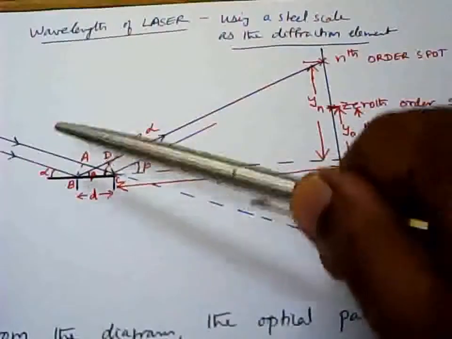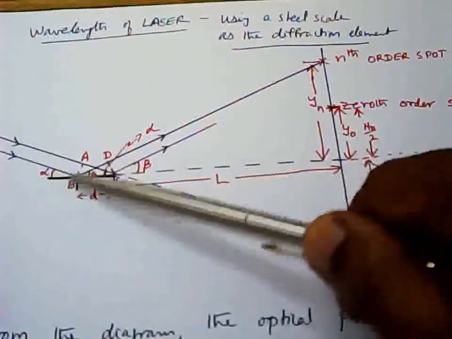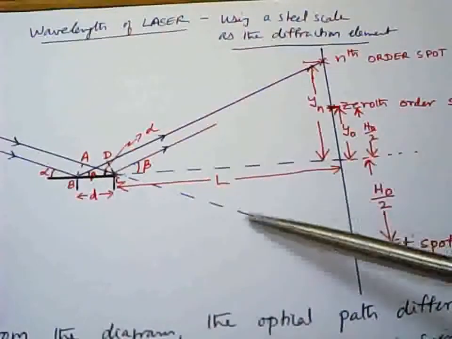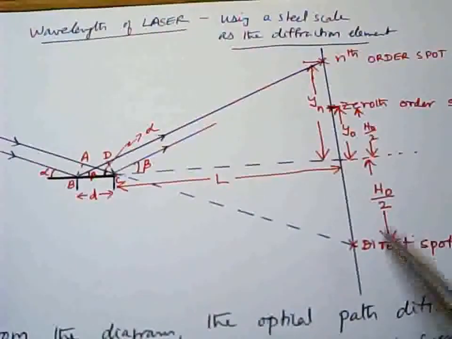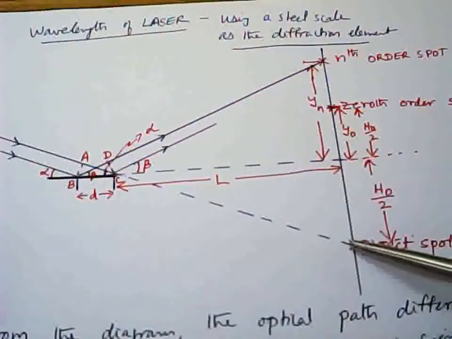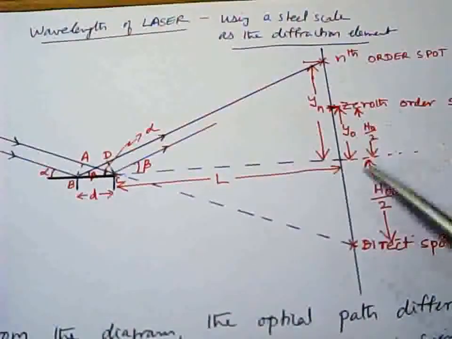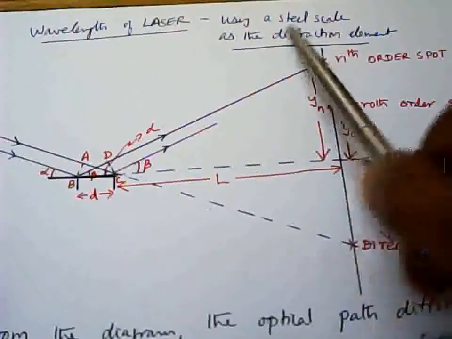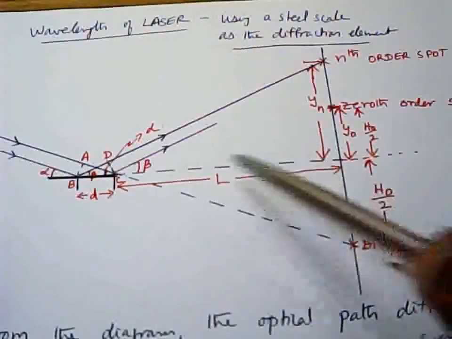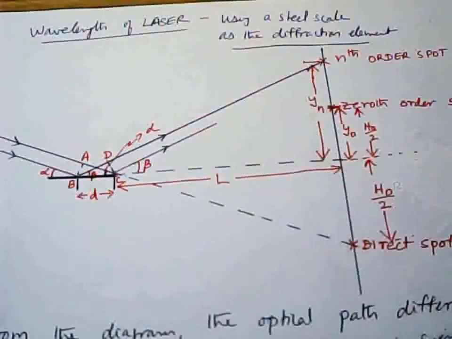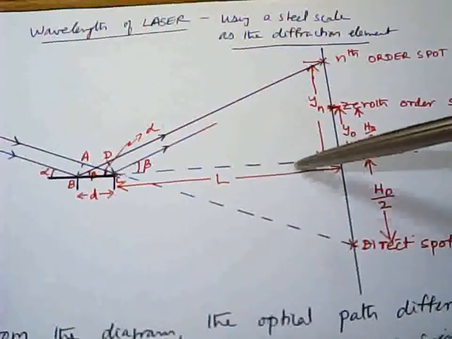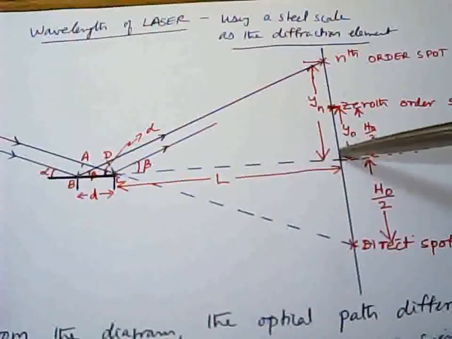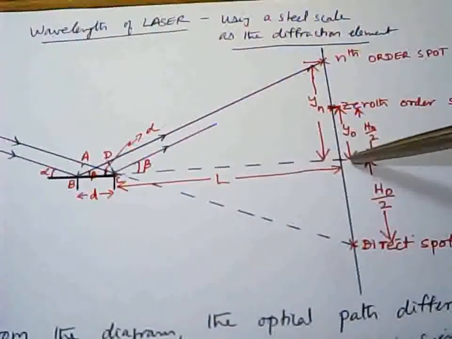Okay. Now, in case the steel scale was not there, this straight line would have come and struck here and created a direct spot on the screen. Okay. So this is in the same direction as the incident laser beam. Now this is a screen. That screen is kept at a distance capital L from the steel scale, which is shown here. Okay. So if you draw a straight line from the steel scale, that straight line would have intersected the screen at this point, which is marked by this dashed line.